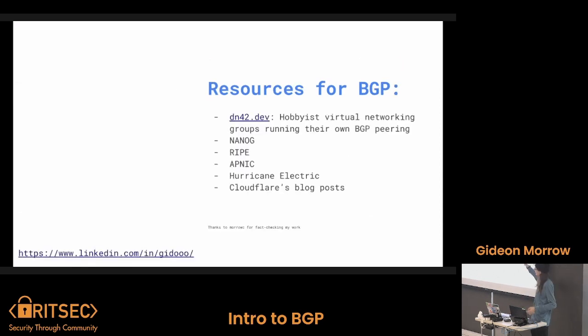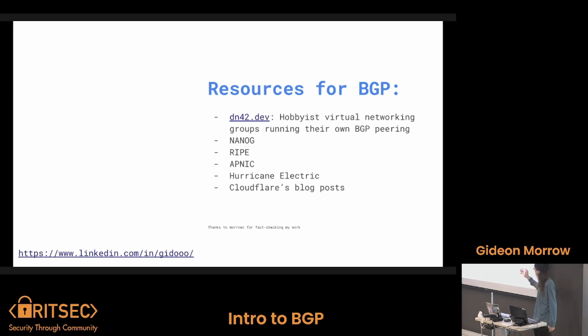Now, a couple of resources if you want to look more at this later. There's DN42, which is a hobbyist virtual networking, basically doing BGP over VPNs, over private IP spaces. If you want to learn how to do that, and if you think you're not qualified for this, I'll let you know. The first person I contacted with DN42, they were 15. So no, it's not complicated. Anyone can do this stuff.